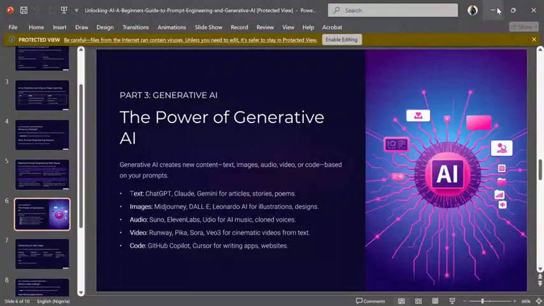So back to our discussion. Now, images. I don't know how many people here are into image editing, but it depends on the level. You have beginner level, intermediate level, then those who are really into image editing and content creation with images. For images, you have Midjourney, DALL-E, Leonardo AI for illustrations and designs. All these are under what? Generative AI. Text, images, audio, video, code.